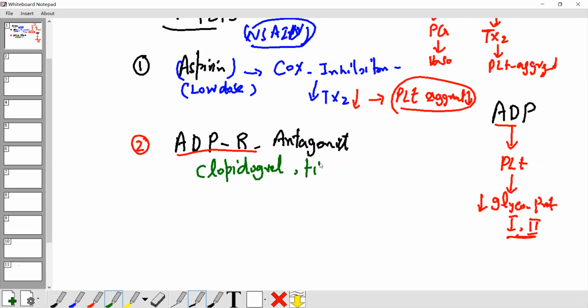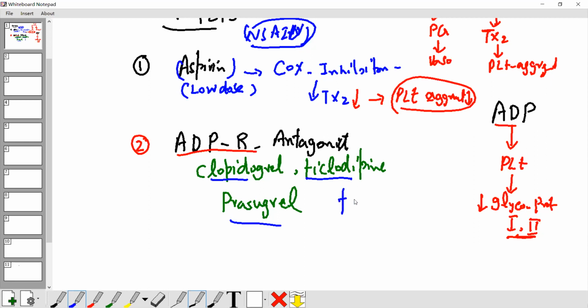ticlopidine, and prasugrel. Clopidogrel, ticlopidine, prasugrel, and the last one is ticagrelor. The name is a bit difficult. This one is reversible. The remaining are irreversible.